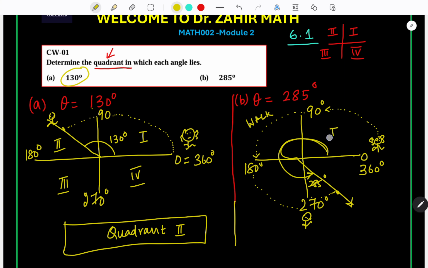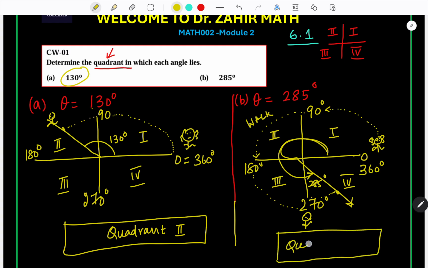So this is your quadrant 1, this is your quadrant 2, this is your quadrant 3, and this is your quadrant 4. Where are you right now? You are in quadrant number 4. So your answer is, I am in quadrant IV. You should write Roman numerals, not the 1, 2, 3, 4. Quadrant number IV. Clear? Right.